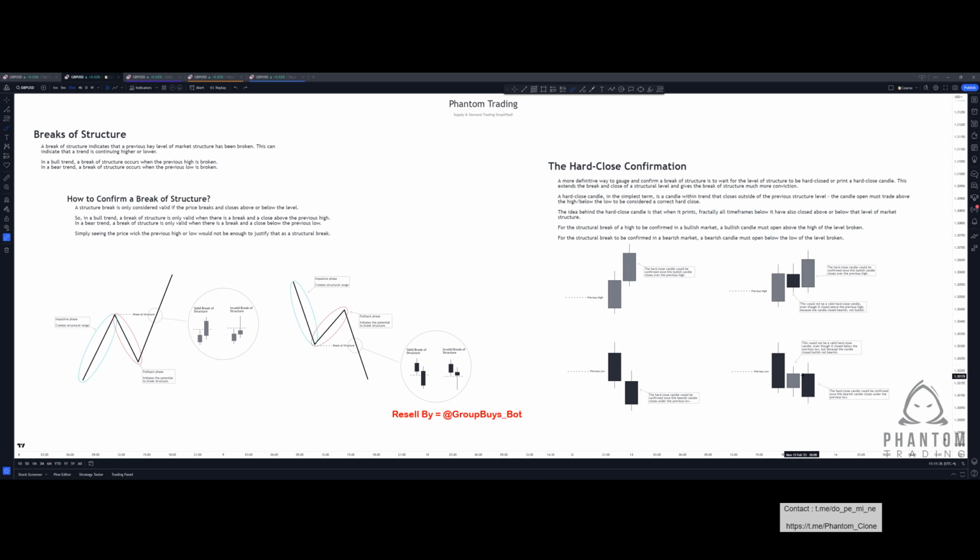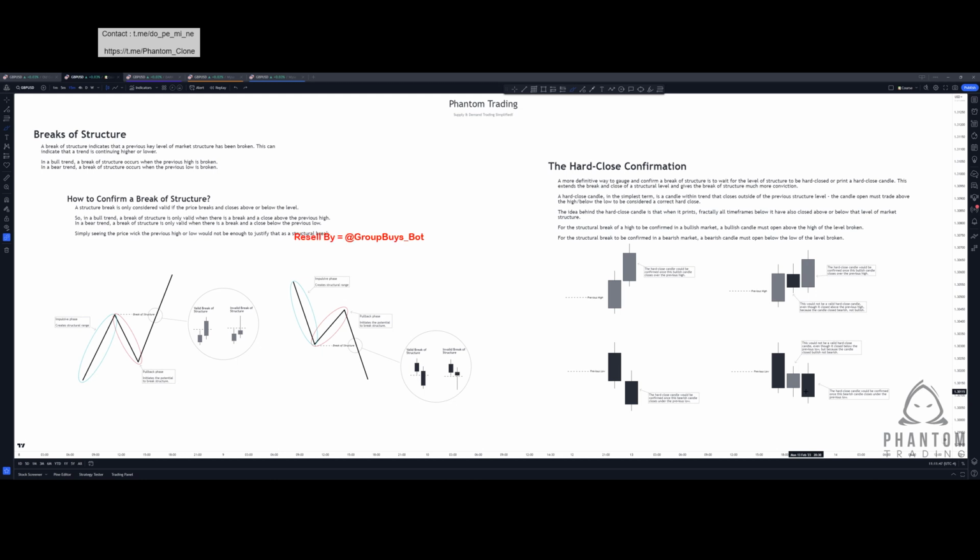The next candle that prints is a bearish candle that opens below the previous low and closes below the previous low, which confirms that the structure has indeed been broken and we have hard closed below the previous low. And again, the concept of the hard close candle is just to confirm that all timeframes below that previous low have actually closed below the previous low. It's that extra confirmation that a break of structure has taken place in the market.